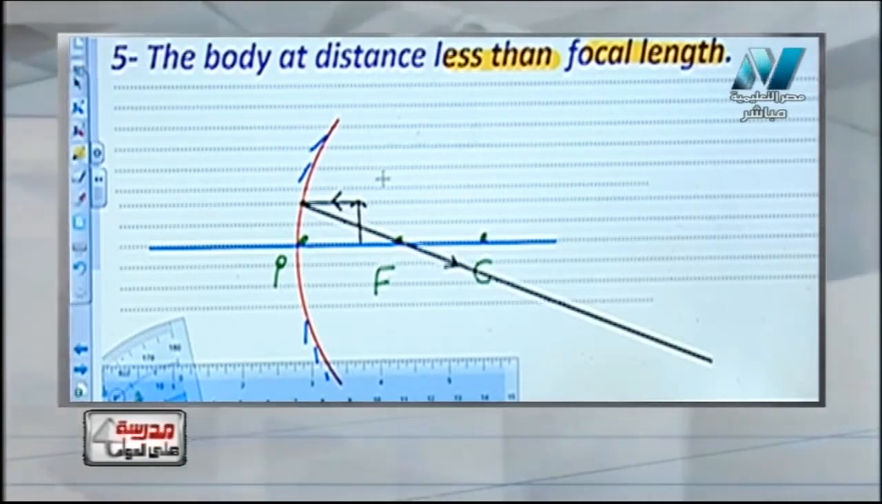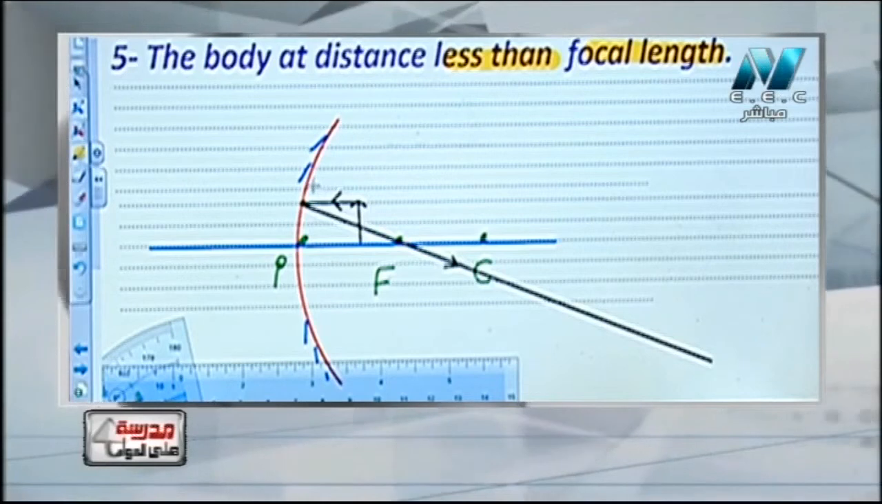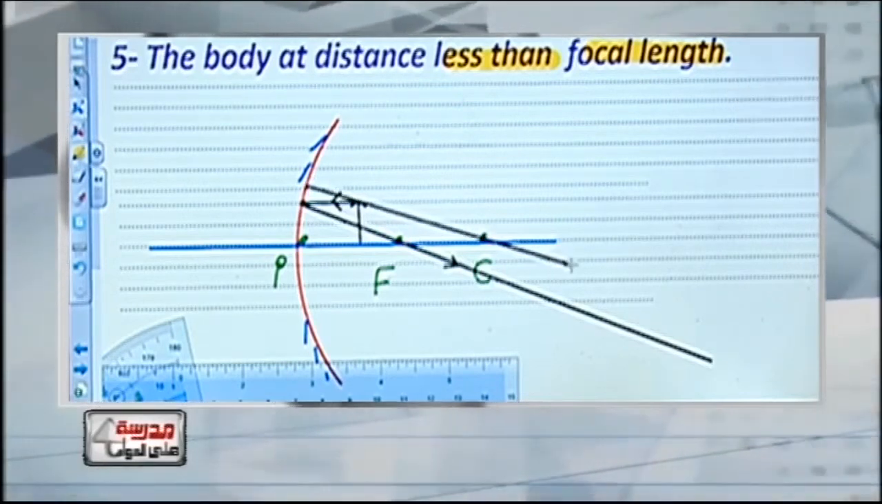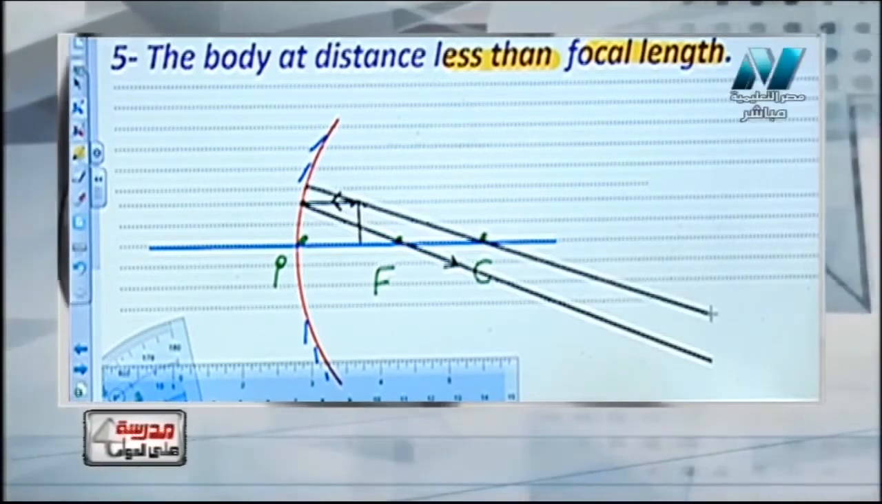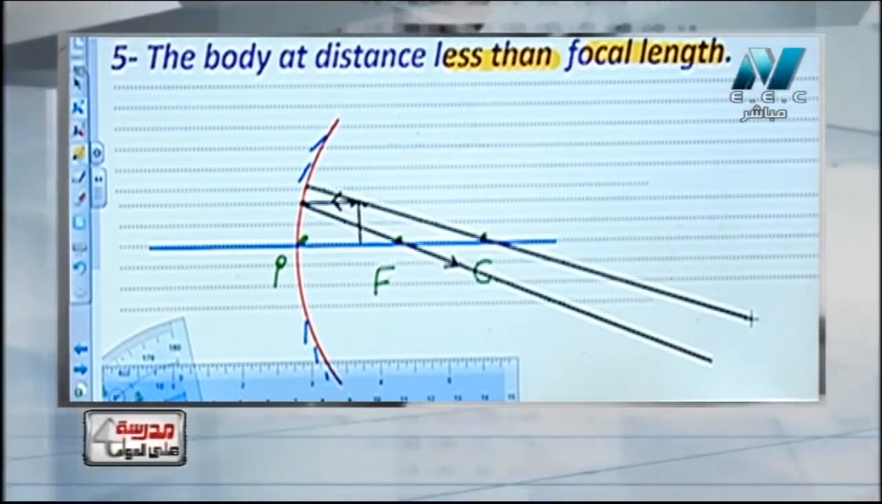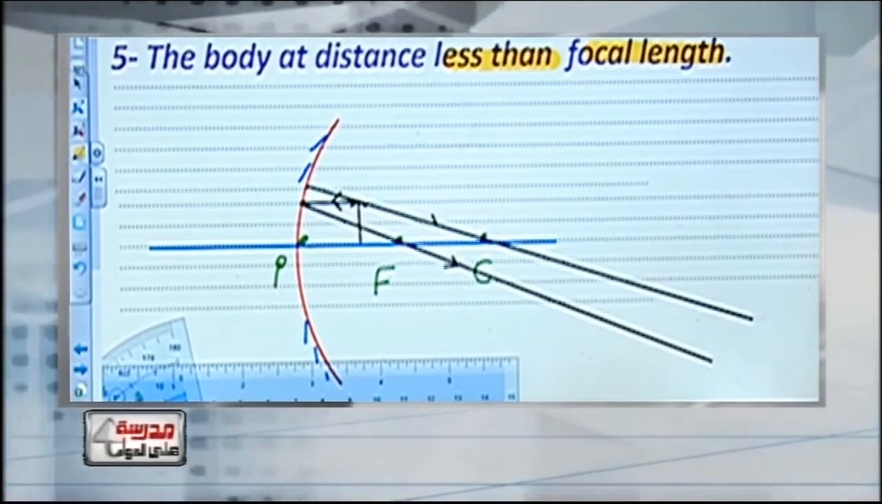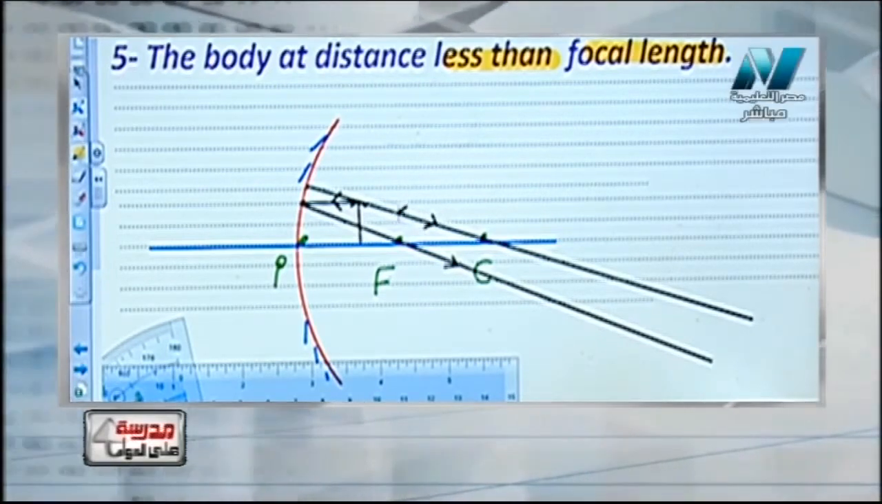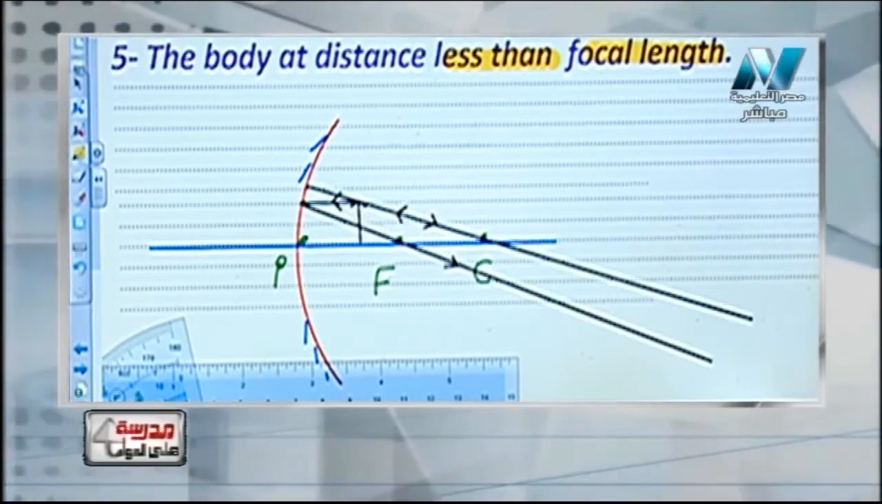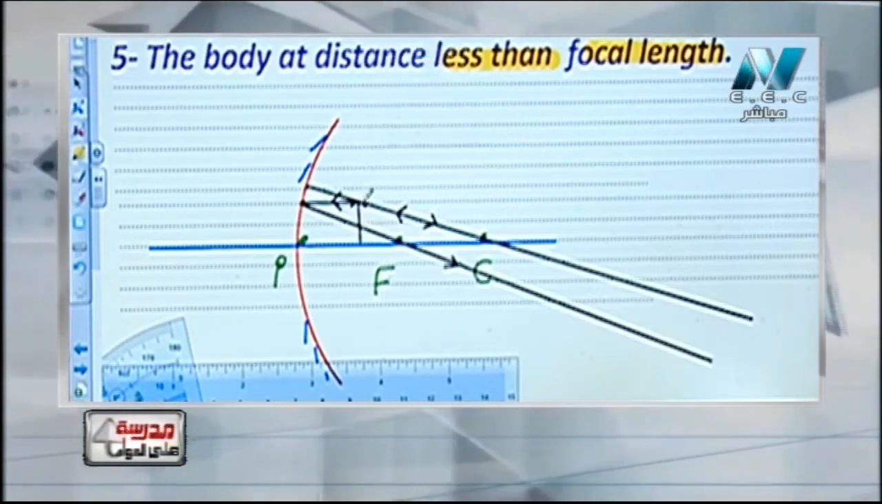And here we can't use rule number 2, so we'll go to rule number 3. Light ray passes through the center of curvature, but from the head of the object. Same as rule number 1 and rule number 2, it came from the head of the object.